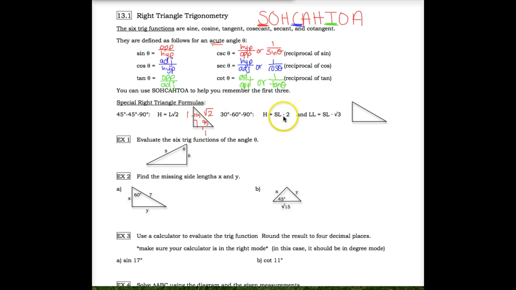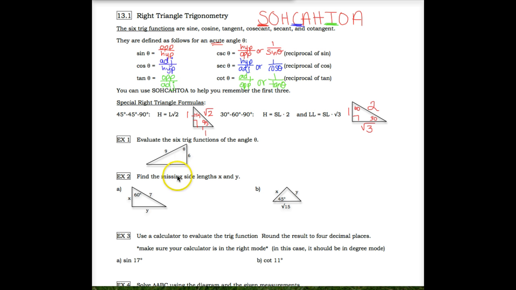In a 30, 60, 90 triangle, you have 2 different formulas because there's 3 different side lengths because there are 3 different angle measures. So 1 is what we use to stand for the short leg, and the other 2 sides are based upon the short leg. The hypotenuse is the short leg times 2, so in this case 1 times 2 is 2, and the long leg, which is across from the 60, is the short leg times radical 3. So 1, 2, radical 3 if you count them.